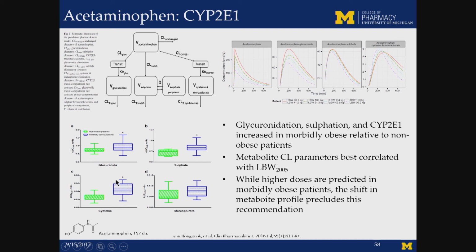What you see is an increase in the cysteine, and although not statistically significant, an increase in the mercapturate metabolite of acetaminophen, metabolites that would be associated with the hepatotoxicity potential of this drug. And so in this scenario, even though clearance may increase with a drug like acetaminophen, recommendations cannot be made to increase the dosage because this may lead to an increase in toxic metabolites of the drug.